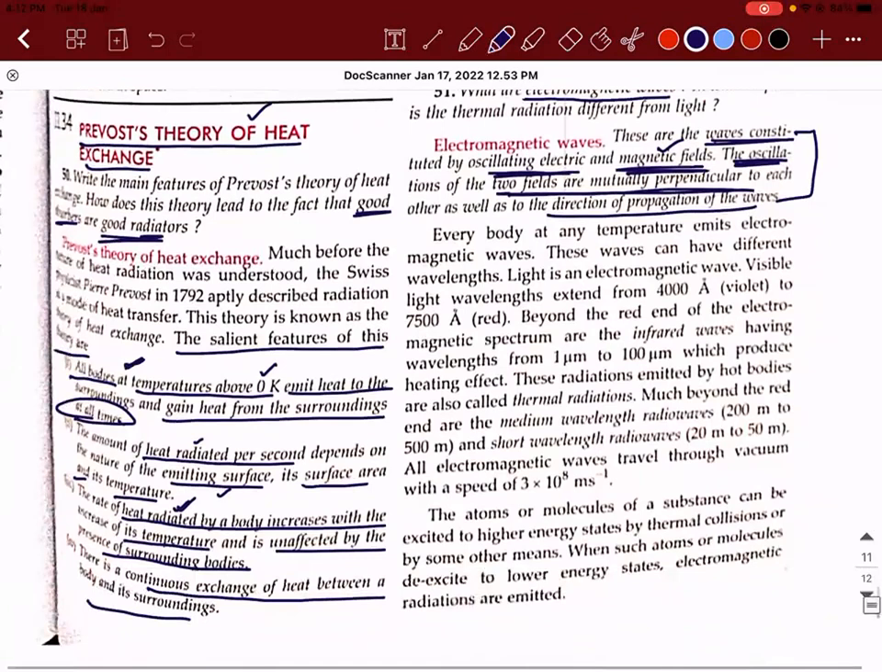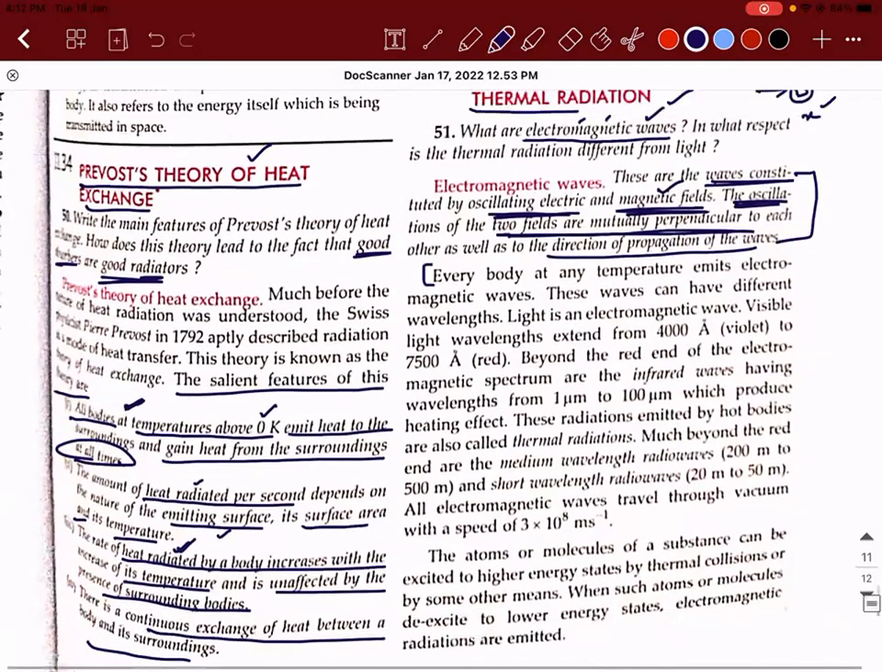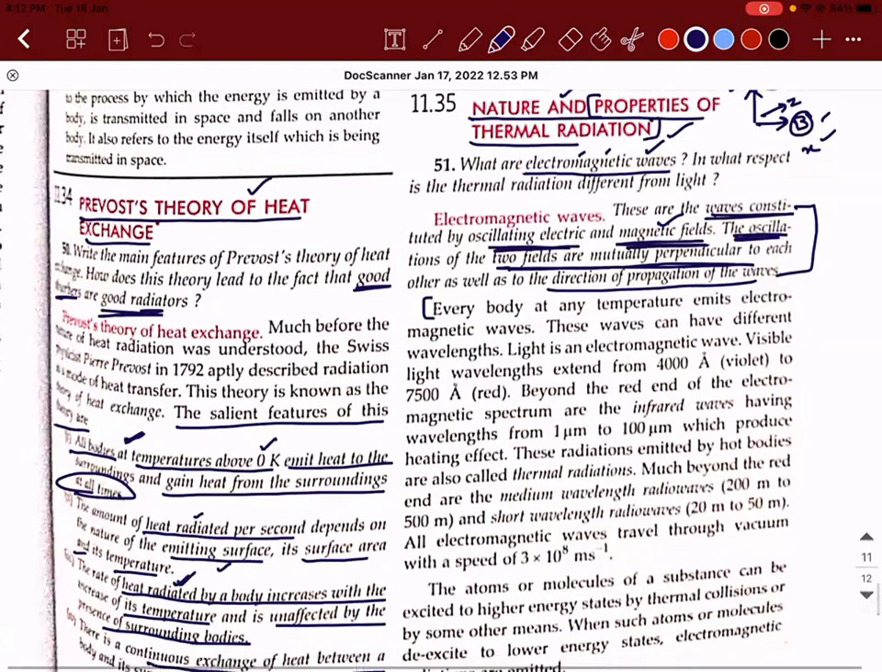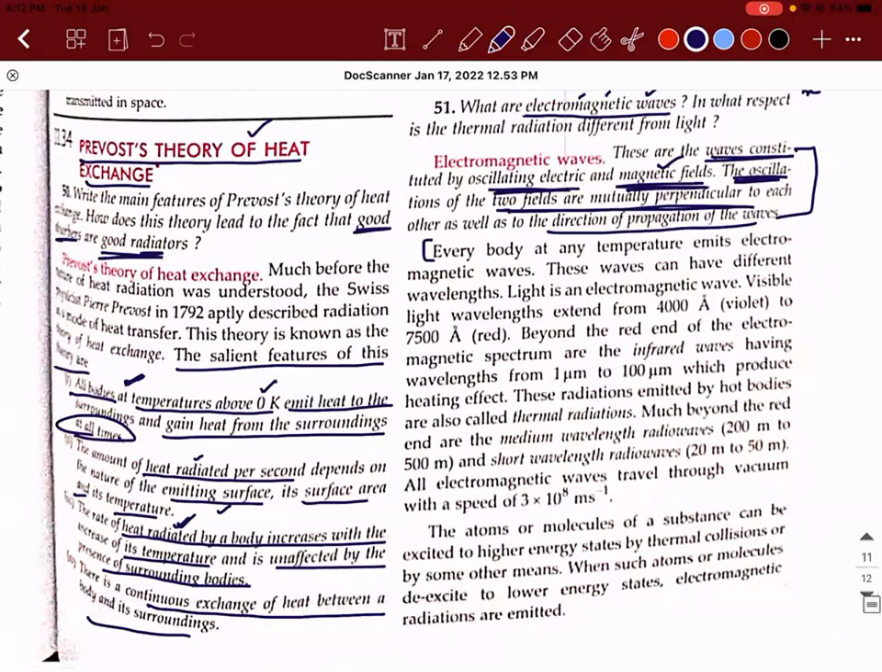So our objective is to understand certain properties of thermal radiation, right? Generally, any body at any temperature emits electromagnetic waves. When I say electromagnetic wave, these waves can have different wavelengths, right?